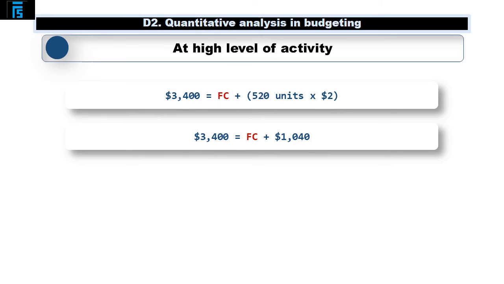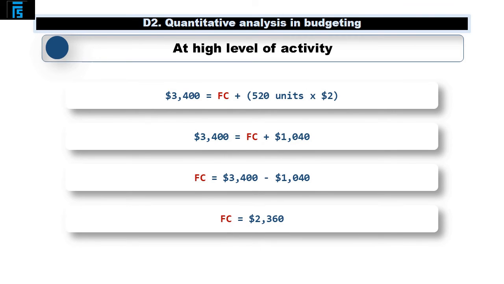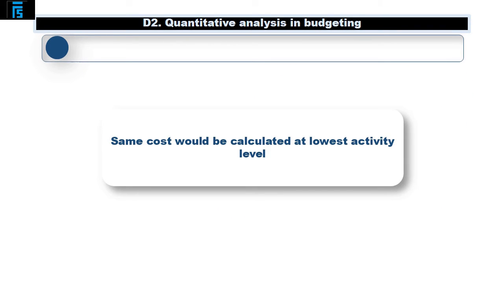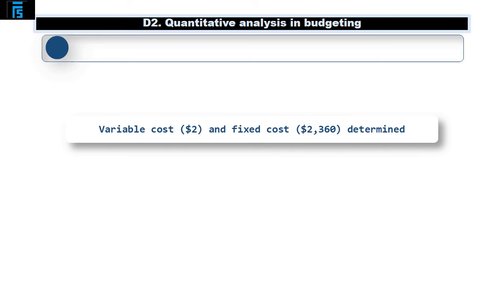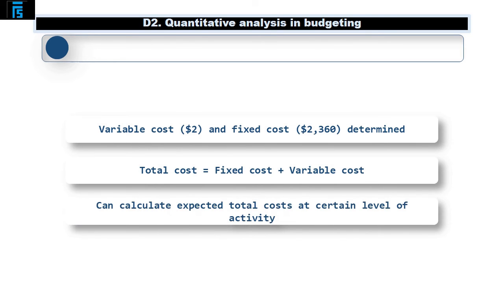Ultimately, we can derive a fixed cost as being equal to the total cost of 3,400 minus the variable cost of 1,040, meaning a fixed cost of 2,360. Note that if the lowest activity level had been used to determine fixed cost, then the same fixed cost of 2,360 would have been calculated. We have now determined the variable cost of $2 and the fixed cost of 2,360. We also know that total cost is equal to fixed cost plus variable cost. Hence, we are now in a position to calculate the expected total costs at a certain level of activity.